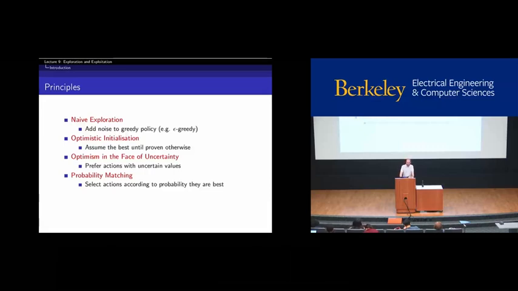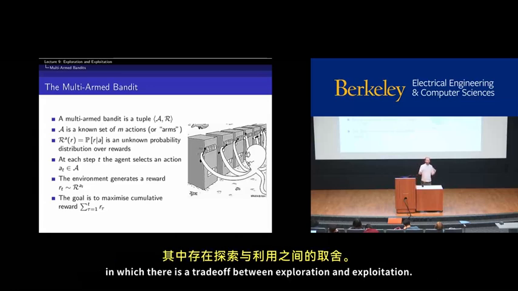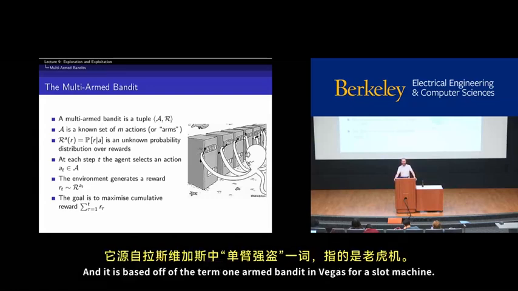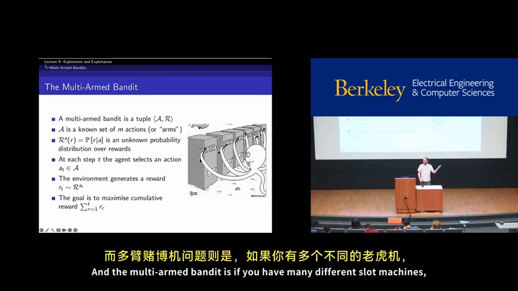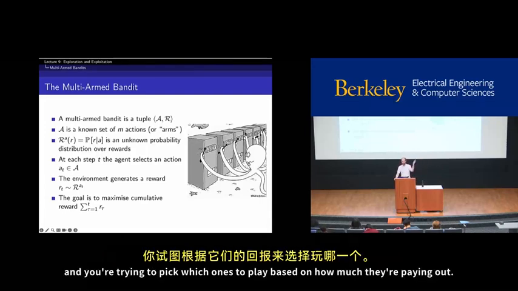And here's the formal setting, the simplest setting we can start with in which there is a trade-off between exploration and exploitation. So this is called the multi-armed bandit setting, and it is based off of the term one-armed bandit in Vegas for a slot machine. And the multi-armed bandit is if you have many different slot machines, like the 3 buttons in the example from before, and you're trying to pick which ones to play based on how much they're paying out.